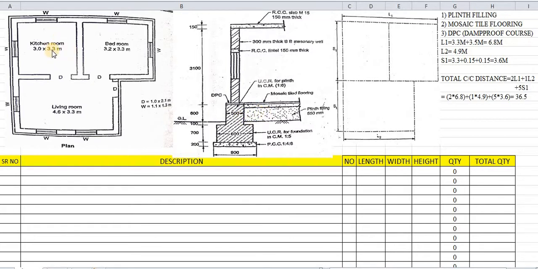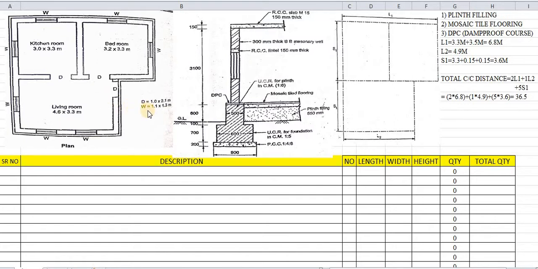Again, a kitchen room has been given, along with bedrooms and a living room. One kitchen is there, one bedroom is there, and a living room is there, with different dimensions. 3 meters is the length and 3.3 is the width, again 3.2 is the length and 3.3 is the width, and 4.6 is the length and 3.3 is the width of the living room. So these are the dimensions given.